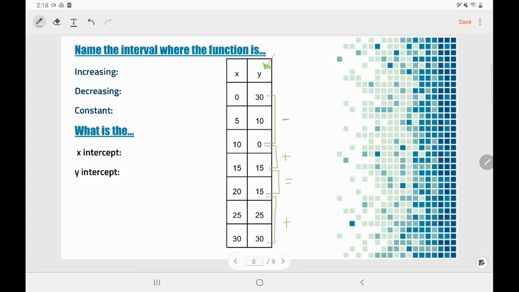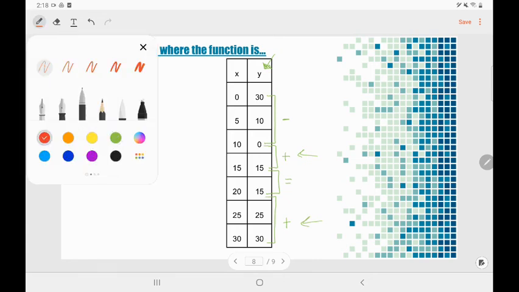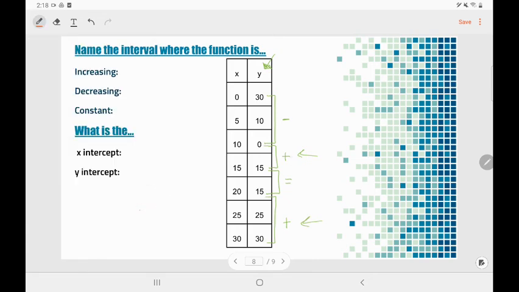So what do my intervals look like? Well, I have two places where they are increasing, here and here. I'm going to write both of those intervals down. Remember to look at the opposite side of the table. It's increasing here from 10 to 15. So x is in the center, from 10 to 15. And starting at 20 and going to 30.